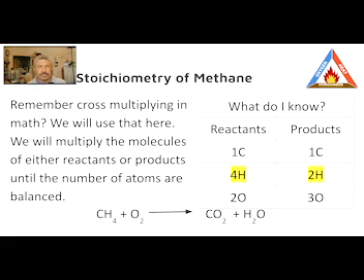And to do this, I'm going to use a method I learned from math, cross multiplying. Do you remember cross multiplying? We use that here because we're going to multiply the molecules of either reactants or products until the numbers of atoms are balanced. Just like a bicycle, if I'm going to build that, I'm going to bring over a bicycle wheel. Now, a bicycle wheel is made of several different components, but to build a bicycle, I need a whole bicycle wheel. I'm not going to be balancing the number of spokes on both bicycles. I need a whole wheel for that bicycle.